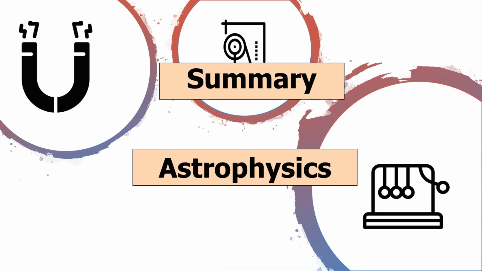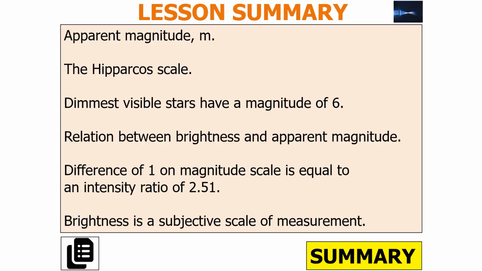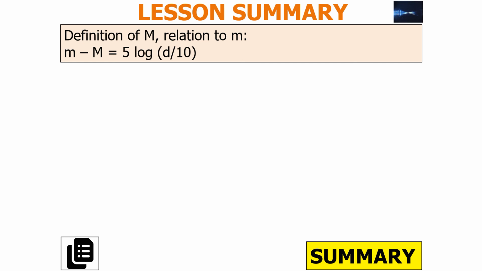So let's summarize what we've learned. We've looked at apparent magnitude, the Pogson scale, the dimmest visible stars having a magnitude of 6, and the relationship between brightness and apparent magnitude, which is the idea that brightness is a subjective scale of measurement, and a difference of 1 on a magnitude scale is equal to an intensity ratio of 2.51. We know that m minus M equals 5 log d over 10.